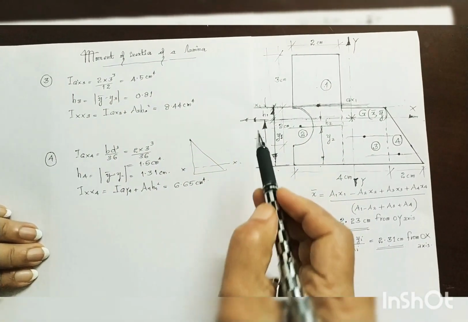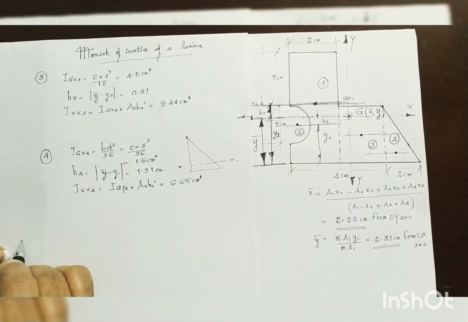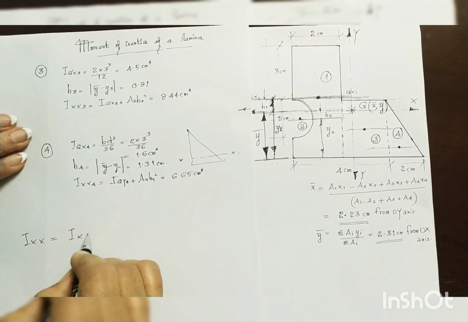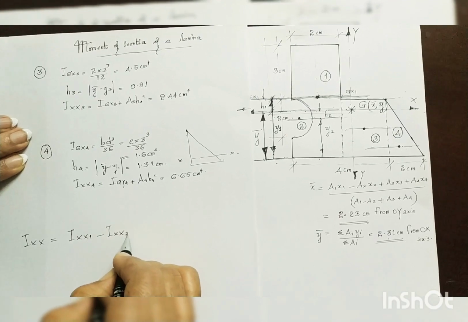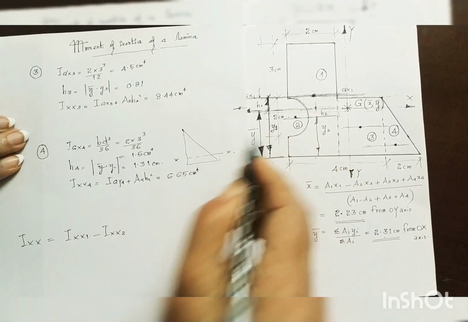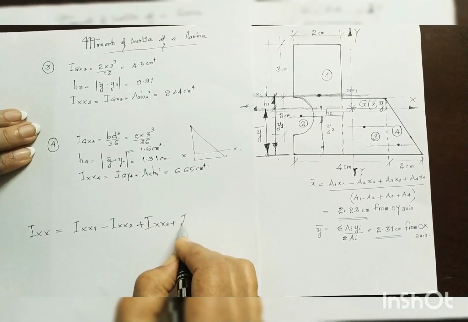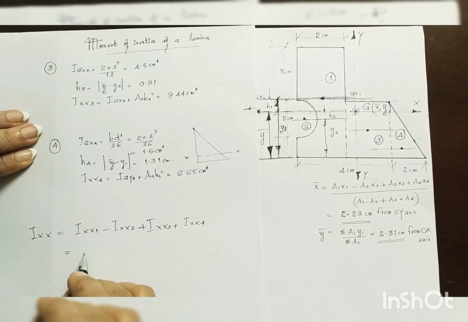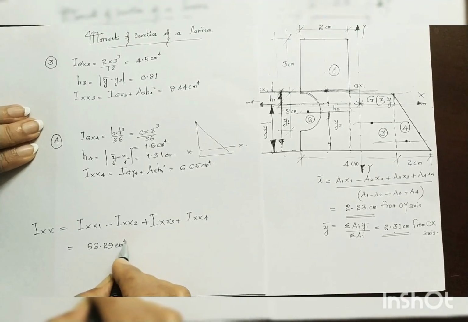Now that we have found the moments of inertia of all the 4 components of this composite lamina about the common centroidal axis, you can write that Ixx is equal to Ixx1 minus Ixx2. Why? Because portion 2 has been cut off, plus Ixx3 plus Ixx4 is equal to, you get it as 56.29 centimeter raised to 4.